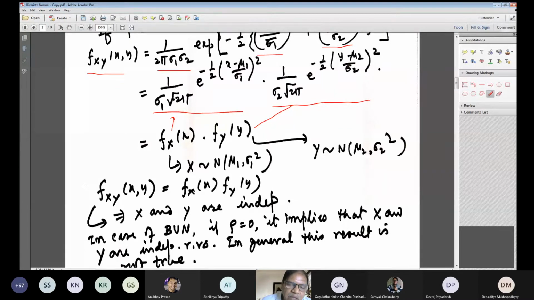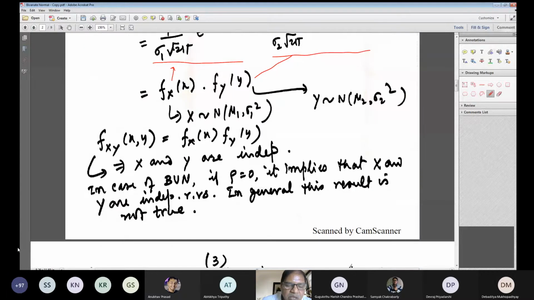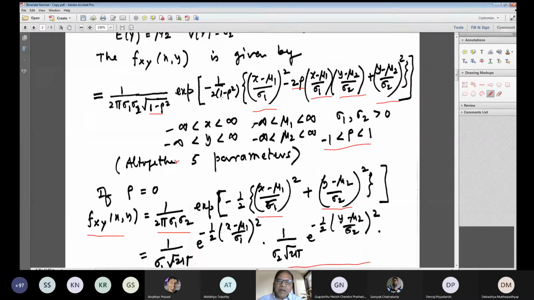But in particular, in the bivariate normal case, if rho equals 0, then it implies x and y are independent random variables. So here that's why I have written, in the case of the bivariate normal, if rho equals 0, it implies that x and y are independent random variables. However, in general, this result is not true, as we have seen earlier. So this is one of the observations we have made from the joint density function of the bivariate normal distribution.